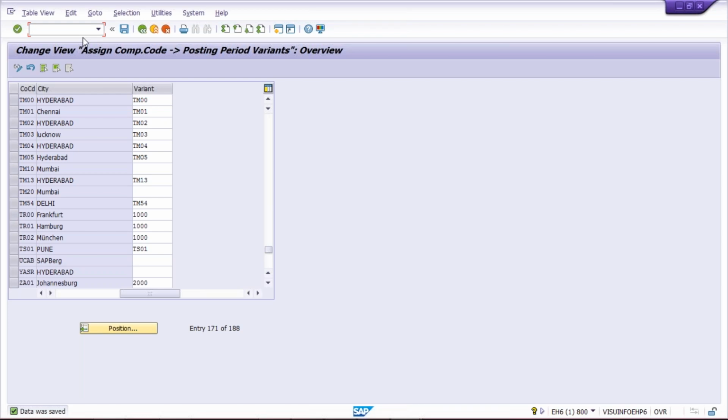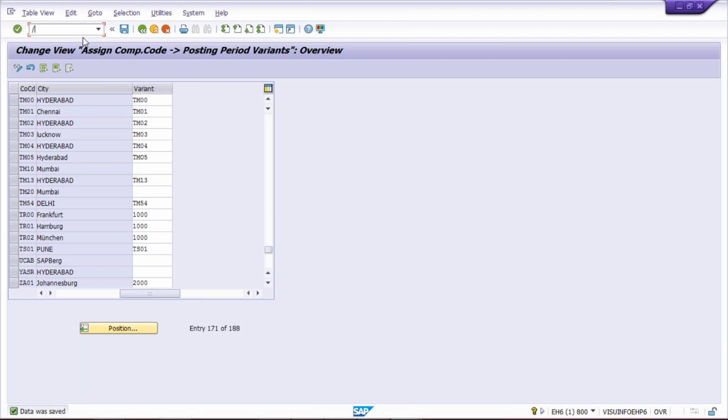So what we have done, we have defined our posting period variant, and we have assigned our posting period variant with the company code. Now what next? The next step is we have to open and close the period.